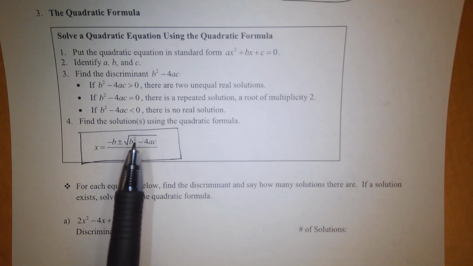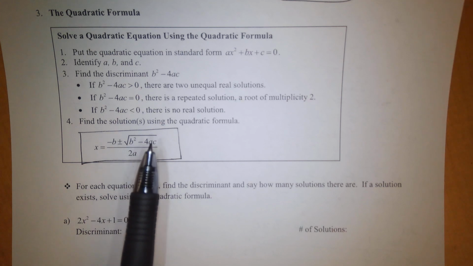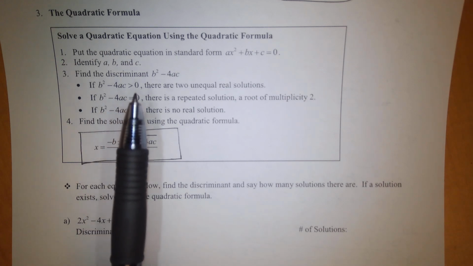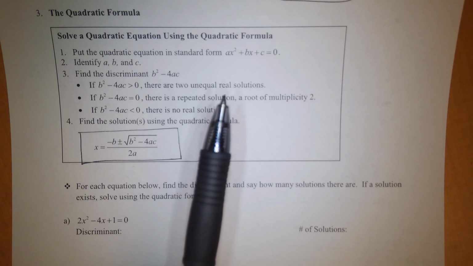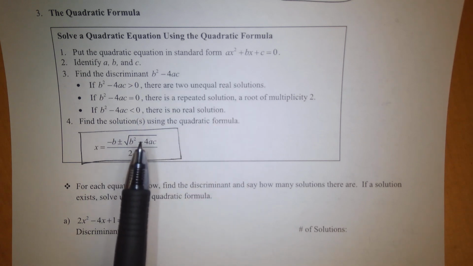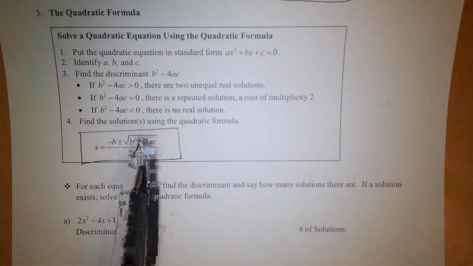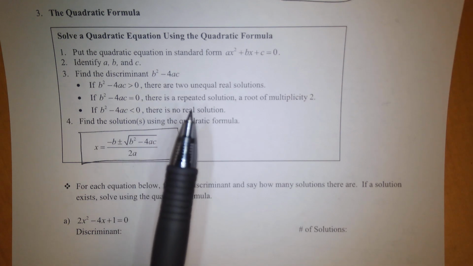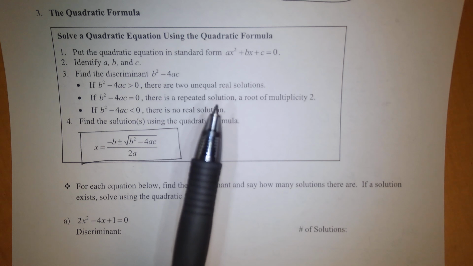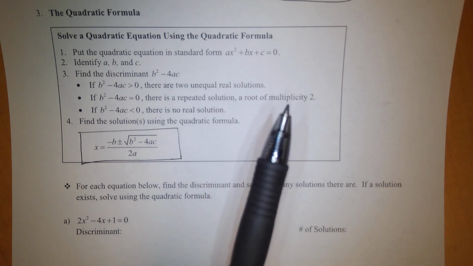The discriminant is important because if it's positive, you'll have two real solutions. So if this discriminant is positive, you'll have two real solutions. If you get 0 underneath this discriminant, then you'll only have one solution. There will only be one repeated solution. We'll talk about multiplicity in a future section.